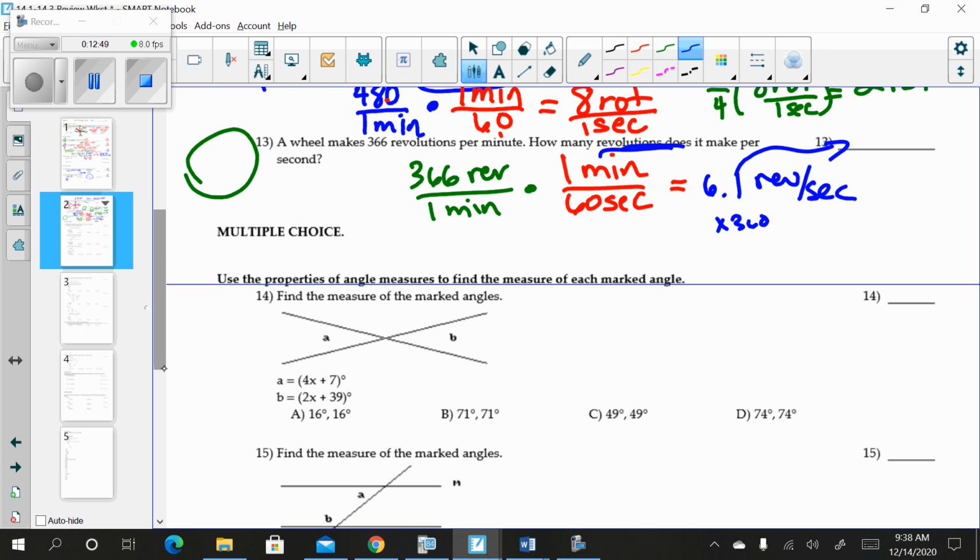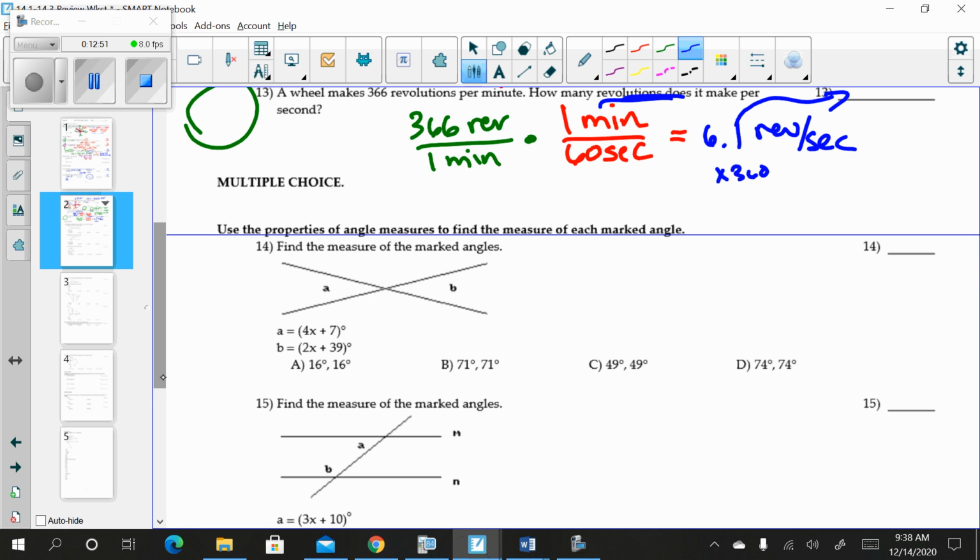Okay, we're going to do some angle relationships now. So I'm going to do a few of these. I might have you solve the equations. I might just set up a few of them with you so you can go back and solve them. Use properties of angles to find the measure of each angle. So here are 2 angles, and they want you to find the measure of them. Notice below, they're just going to label them with letters, but they give you expressions for them.